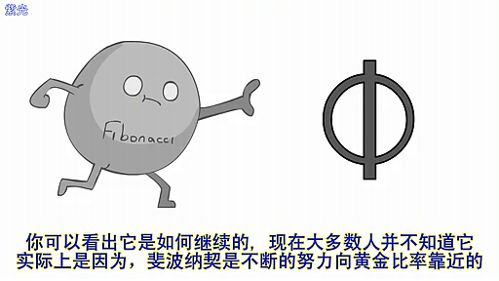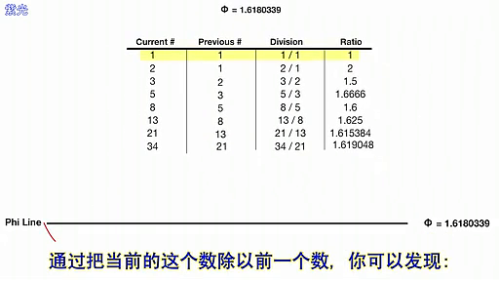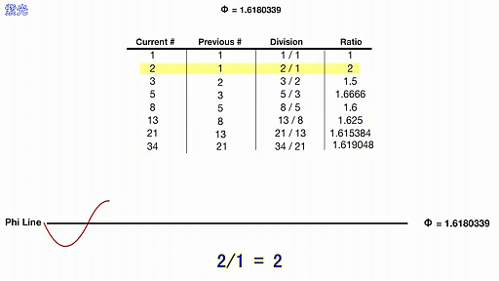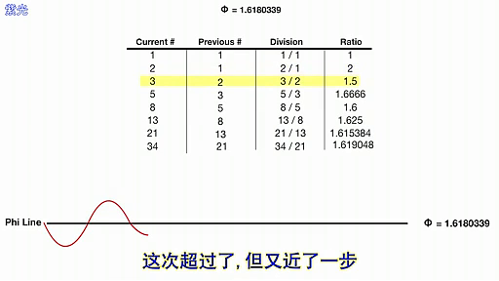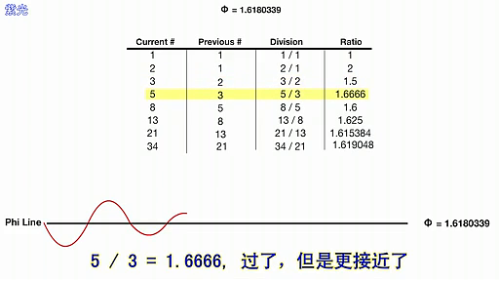Now, what most people don't know about Fibonacci is that it actually continually strives closer and closer to the Phi ratio. By dividing the current number into the last, you can see this happening. 1 into 1 is 1. Well, that's not close at all. 2 into 1 is 2. This time it's over Phi, but closer. 3 into 2 is 1.5, which is under, but closer still. 5 into 3 is 1.666. This time it's over, but even closer.